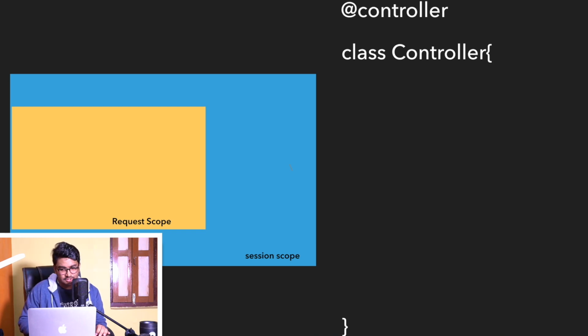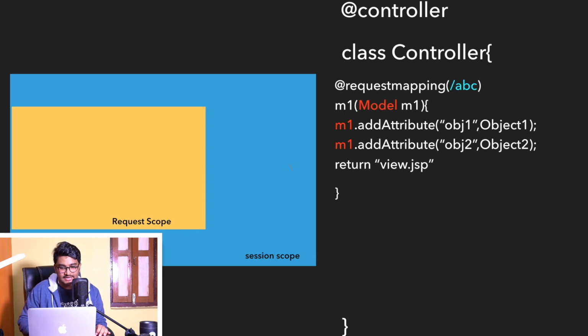Cool. So right now let me show you another slide. Imagine the controller class, and it has a request mapping /abc. We have a model object here, M1, and we are adding two different objects to our model: obj1, which is object 1, and obj2, which is object 2. Pretty nice. And we are returning view.jsp as a response.